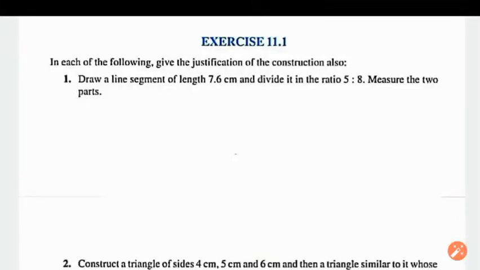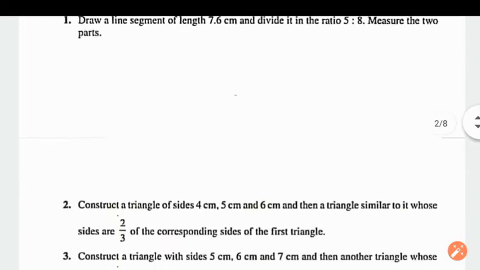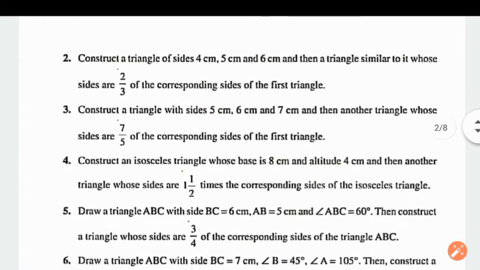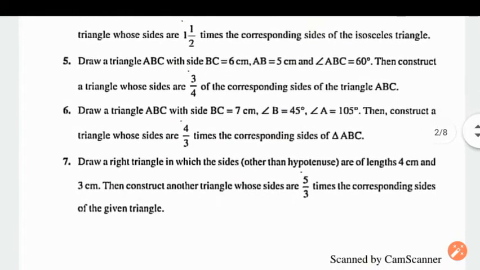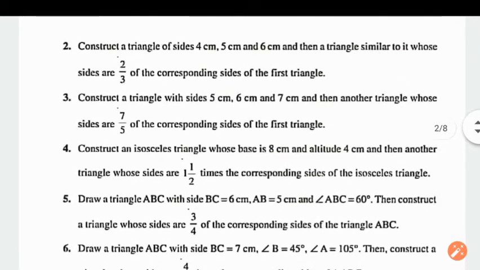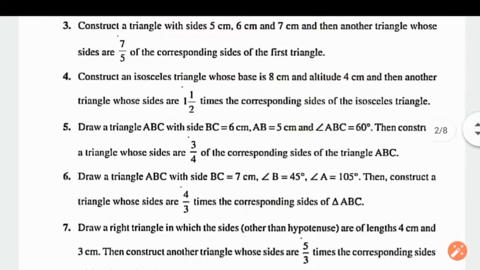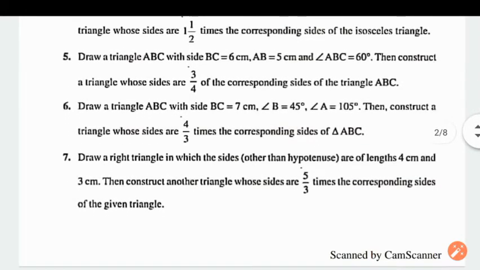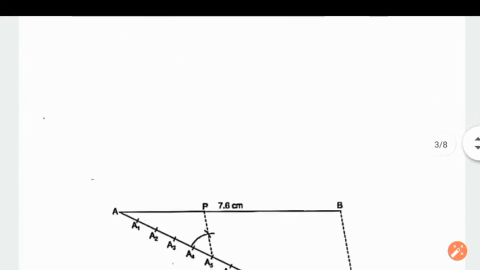In the previous video we started exercise 11.1 from NCERT, which deals with construction. You can see in this exercise we have overall 7 questions, okay? And in the previous video we discussed till question number 3. So in this video, from question number 4 we will start, okay?